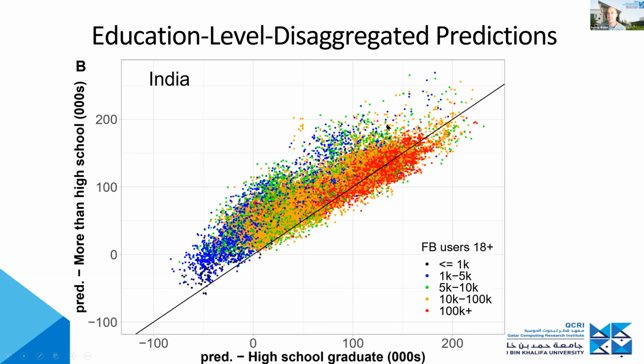So every dot here is a location, one of these surveyed locations for which we have ground truth. The color is basically the population density, how many people are there. Now, this area here are locations where we predict a higher wealth index for those Facebook users with a self-declared university degree. So in most locations, you're better off if you have a self-declared university degree, or we predict that you're better off.